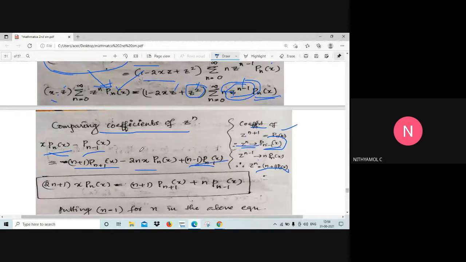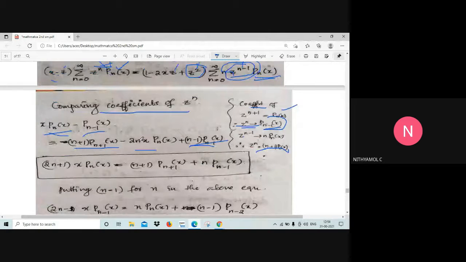Then from this, just rearranging, that is (2n plus 1) x Pn of x equals (n plus 1) Pn plus 1 of x plus n Pn minus 1 of x. Now in the equation, then we will get this equation. And we just put n minus 1 for n in the above equation, then we'll get this one.